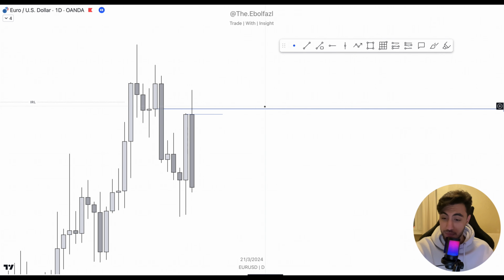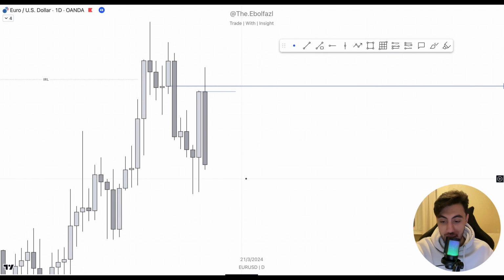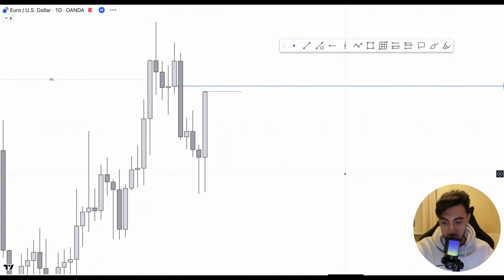And also, okay, play it. See, the price tapped to this key level. See the reaction from this level to the downside. Now, before we dive into this, let's just go back.